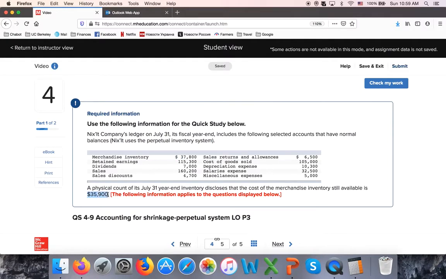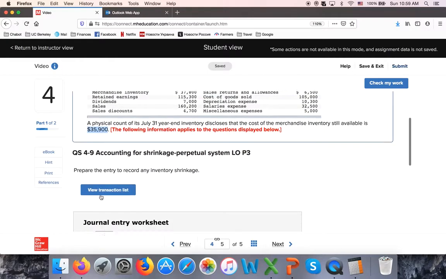is that you only have $35,900. So look at how much the difference is, and that would be your shrinkage. Simply subtract them, and the difference here is $1,900. Where does it go?